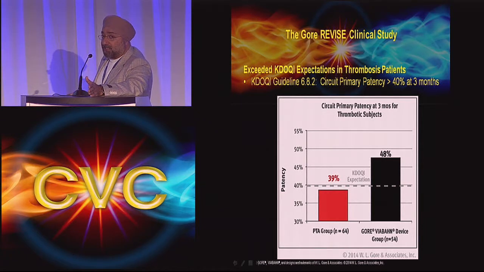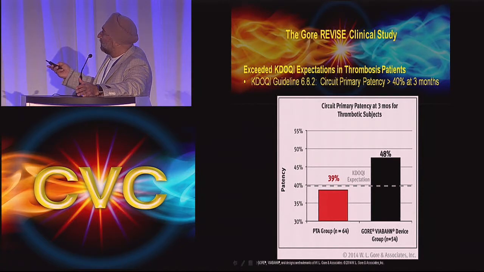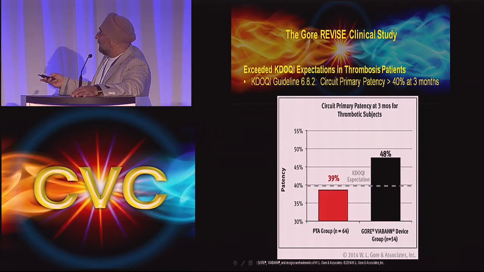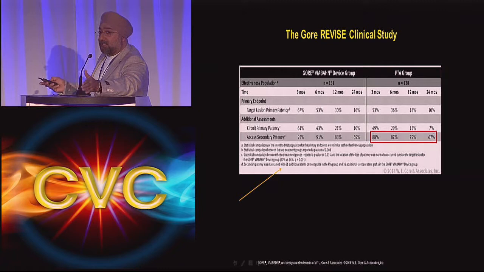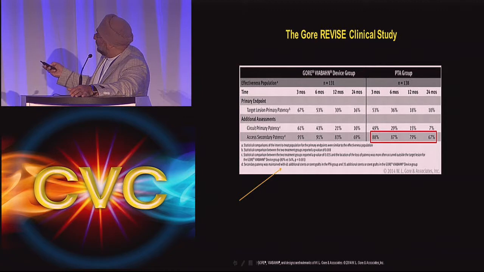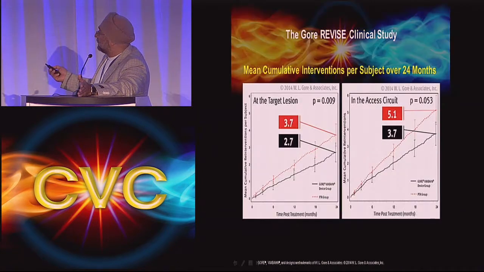Now, the KDOQI guidelines, the Dialysis Outcome Quality Initiative, have guidelines that are published on what should be the patency, et cetera. So you can see that the expectation was 40% at 3 months, and with a covered endograft, you are exceeding that. The other thing is, when you look at secondary patency, that means something happened, it shut down, we opened it, now we're watching what happens. When you intervene again, that's your secondary patency. The secondary patencies in the PTA group are high because these patients got endografts in there. So that's the important thing to remember. Without that, you can see that it would actually be in the 30% range. And that really makes a significant difference.